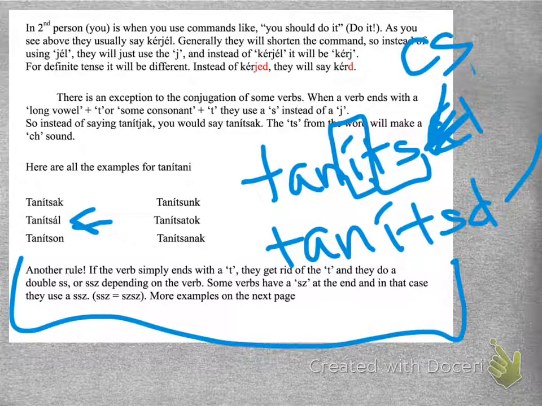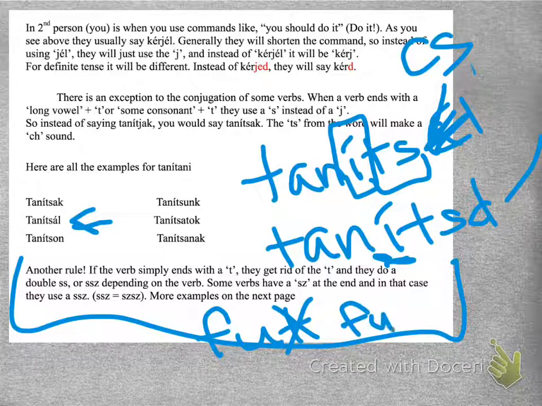So another rule is right here. If it doesn't have a long vowel or another consonant when it ends with a T, something like maybe futni, you drop the T altogether and you make it a double S. So what you can say is you just put the S in there like you would here, but since it doesn't have a strong something next to it, it loses its value or loses its strength, I guess, I don't know, and then just becomes the S.